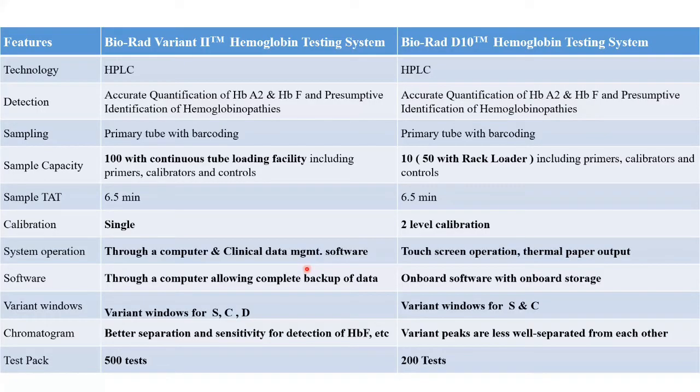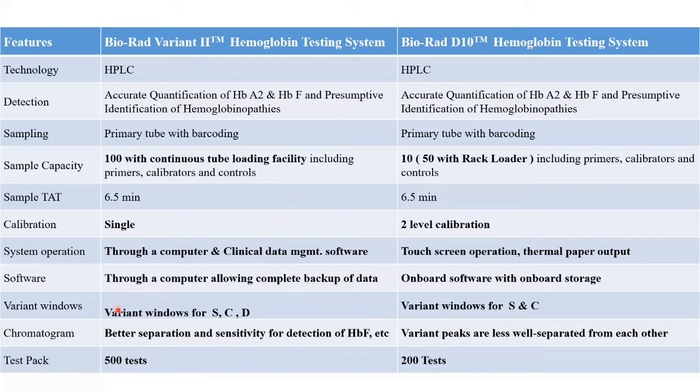So this is just a comparison table between the Variant 2 and the D10 machines. The main differences are in the machine itself, where you have a computer and clinical data management software attached to the Variant 2, allowing complete data backup. Whereas in the D10, it's just a touchscreen operation with onboard software. There is just a thermal paper output. It is difficult to get a computer backup.